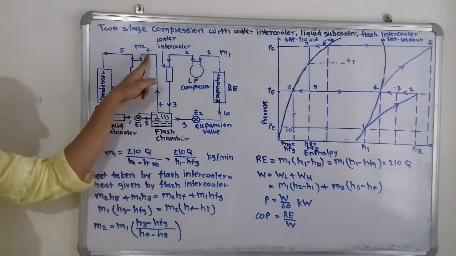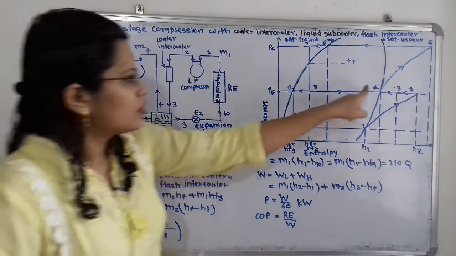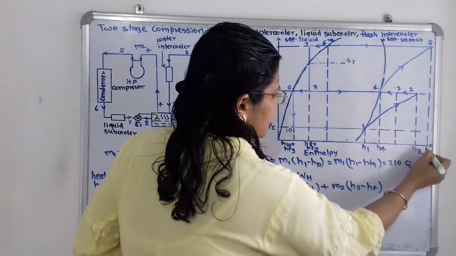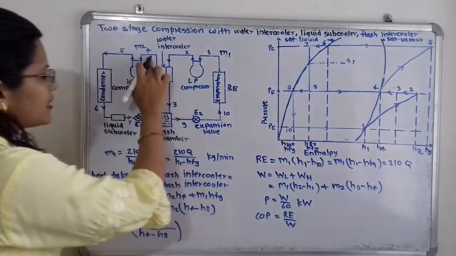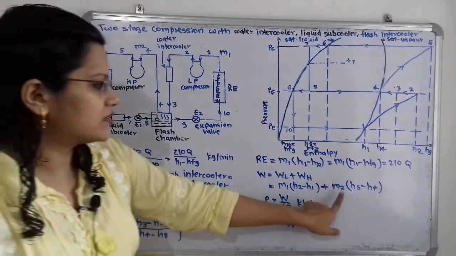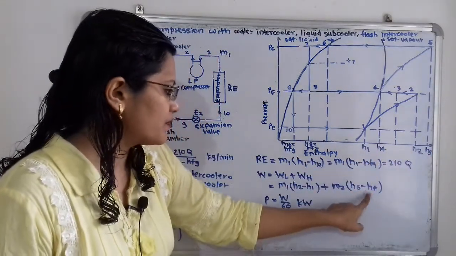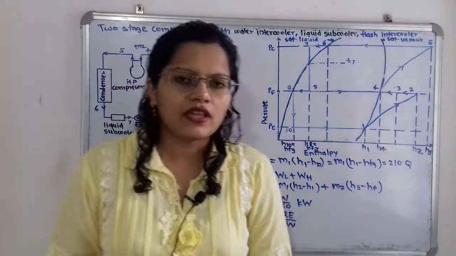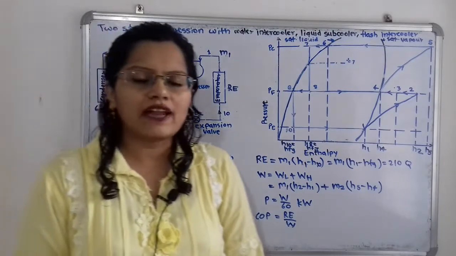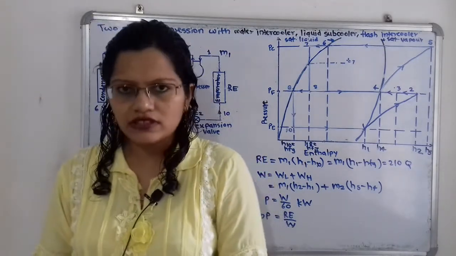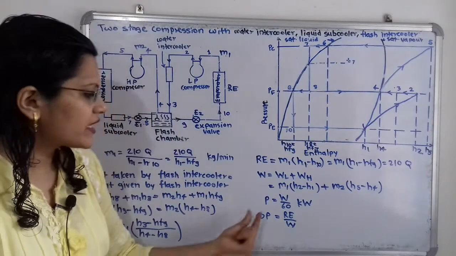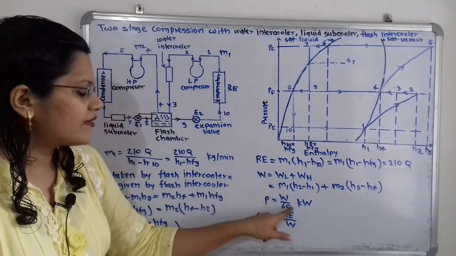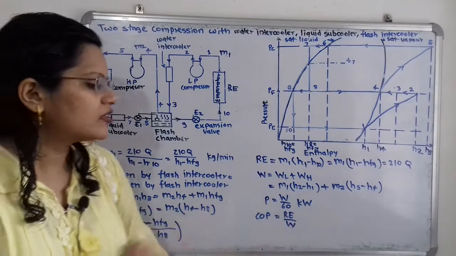Now here the compression process is 4 to 5. So here if we observe, H4 is there and H5 is there. Again, the mass is M2 multiplied by the enthalpy difference, that is H5 minus H4. So if we add these, we will get the total work done. Now what is the formula to calculate the power required to drive the system? This power we can calculate from this work done by 60. So W divided by 60 will give us power in kilowatts.